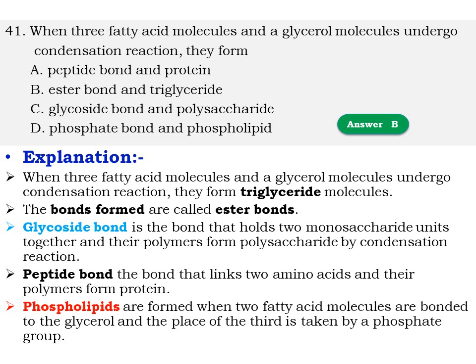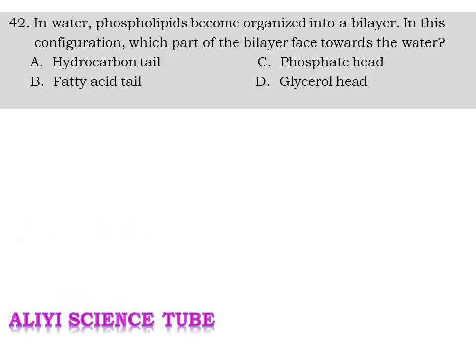Three fatty acids and glycerol, under a condensation reaction, form ester bond and triglyceride, which is found in B. Question number 42. In water, phospholipids become organized into a bilayer. In this configuration, which part of the bilayer faces toward water? A. Hydrocarbon tail, B. Fatty acid tail, C. Phosphate head, D. Glycerol head. The answer is C, phosphate head.